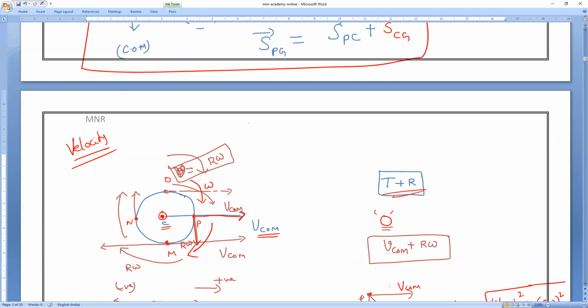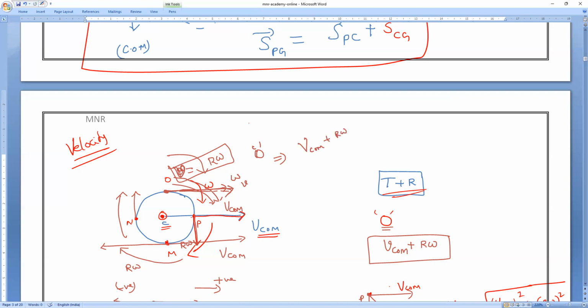Here, for particle O, if I have taken the translation motion also in the same direction, and the angular velocity also in the same direction, so both are in the same direction. So the velocity of particle O is equal to the velocity of center of mass plus r omega.